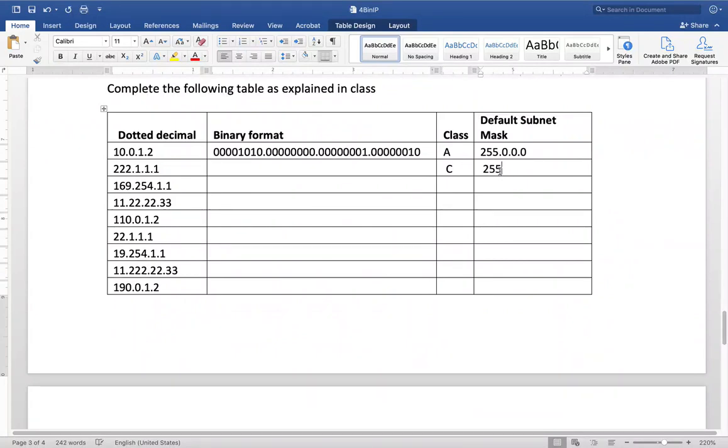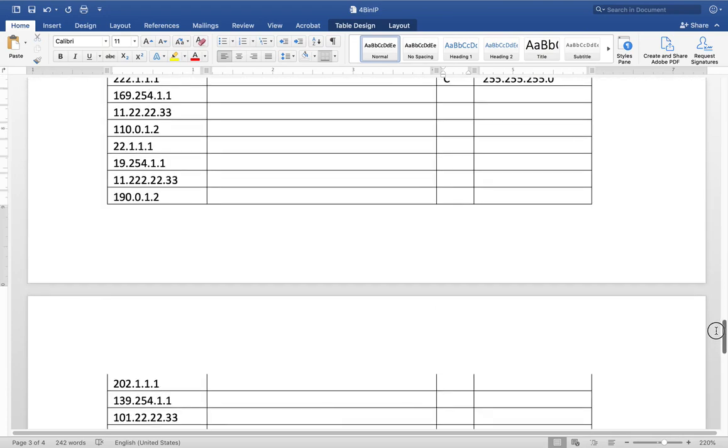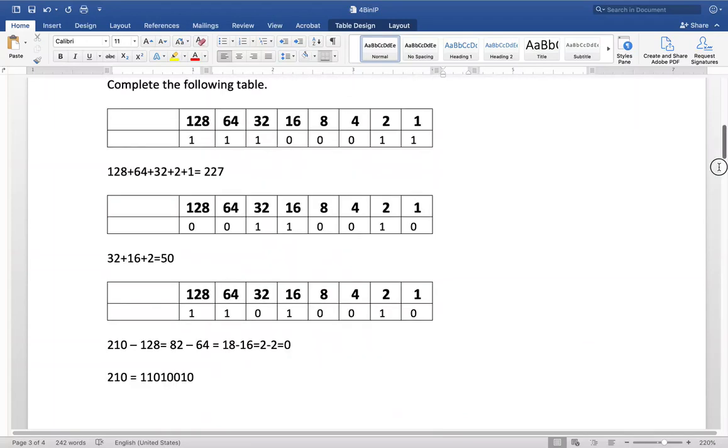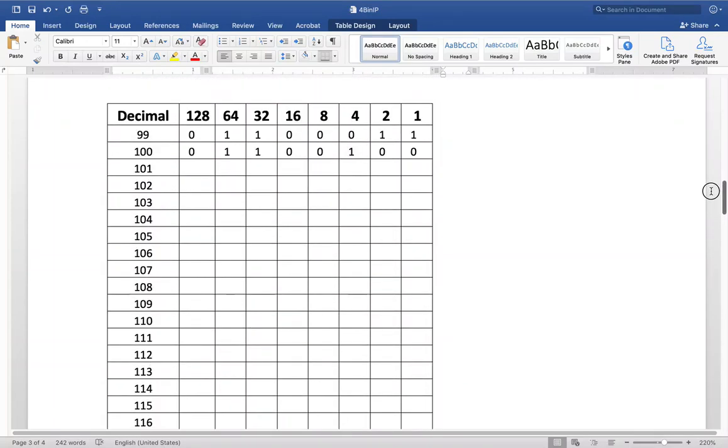What that means is, if you have a class C IP address, the first 24 bits identify the network to which it belongs, and the last 8 identify the host. Then you're going to convert this to binary format. You're going to do this for this whole table, and there's another table that converts decimal to binary. That's all for this lab.